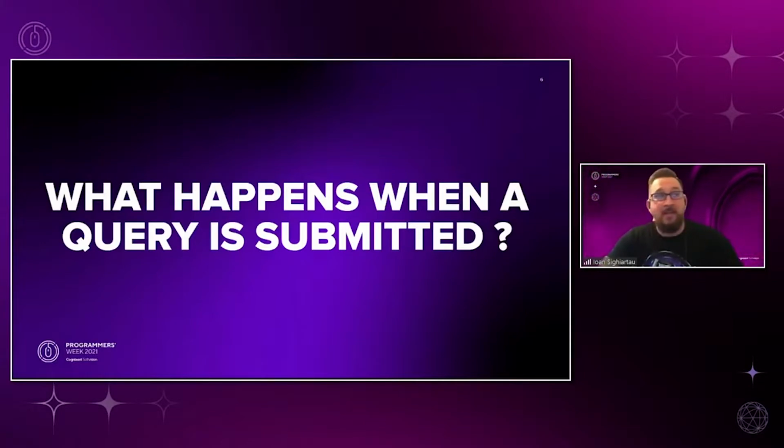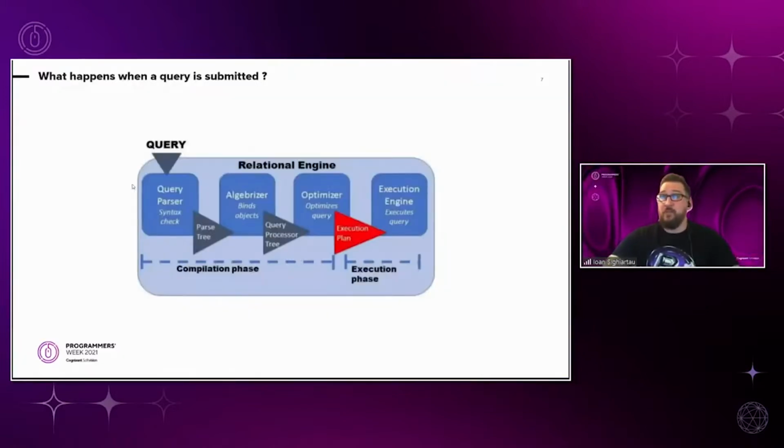Okay. Moving forward, to better understand what's happening under the hood, let's take a look at what happens when a query is submitted. Whenever we press the F5 button and we execute a query, everything goes to the relational engine. This is the main actor. And we have two phases, the compilation phase and the execution phase. Inside each phase, there are processes that do important work for us.